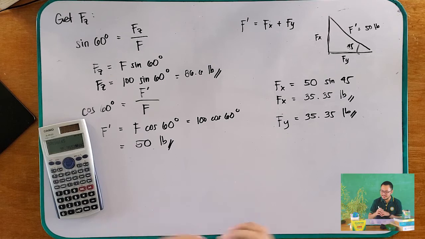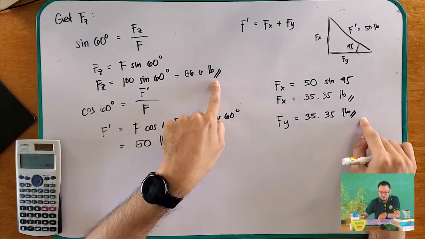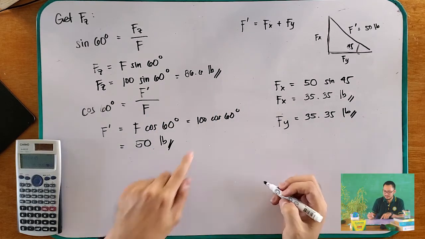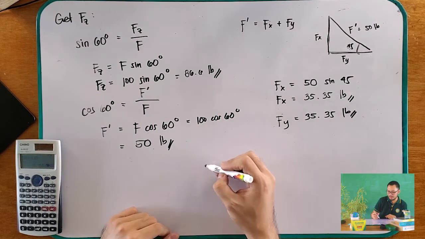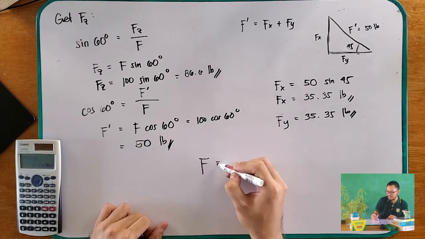Are we done? Not yet. Why? Because we have to express this one as a Cartesian vector. So, what are we going to do? We will express it as F equals FX i plus FY j plus FZ k. And since we know these components, then we can express this force in its Cartesian vector form.